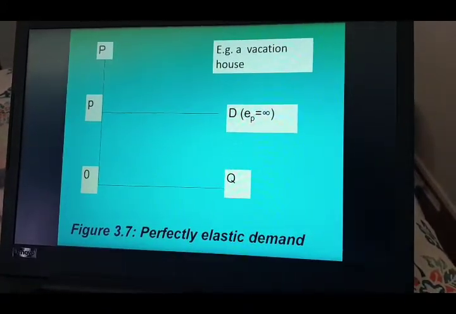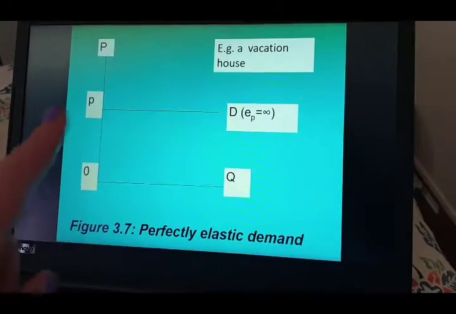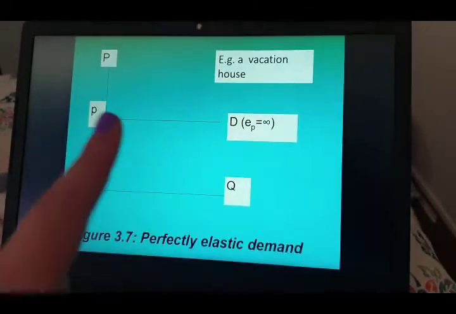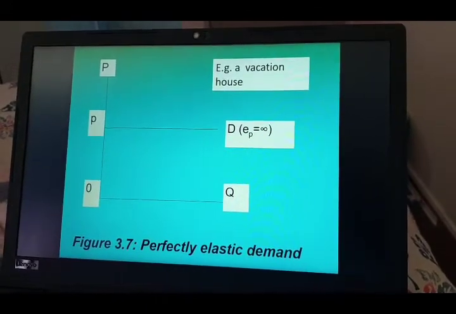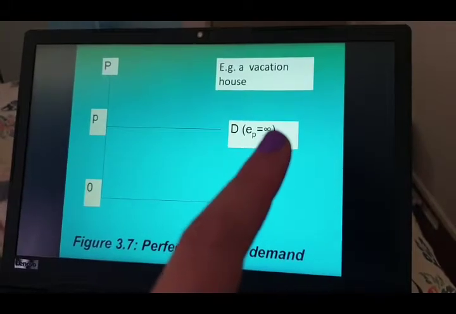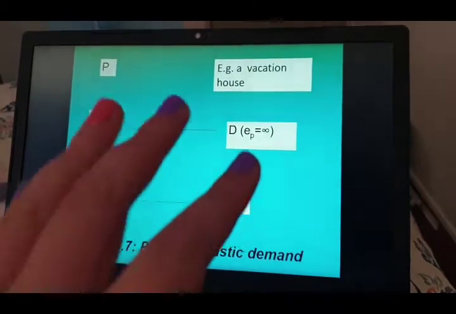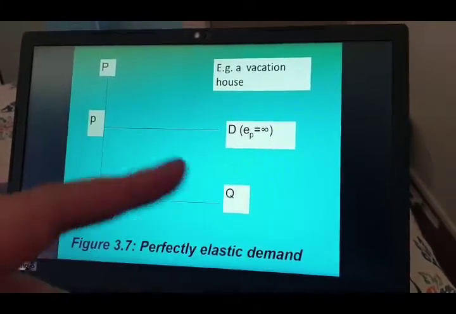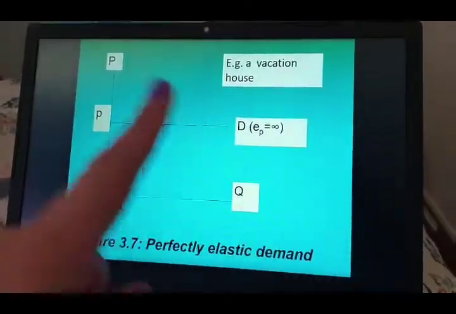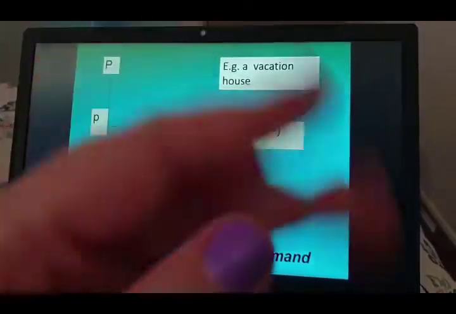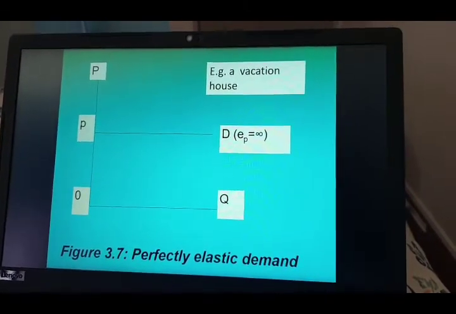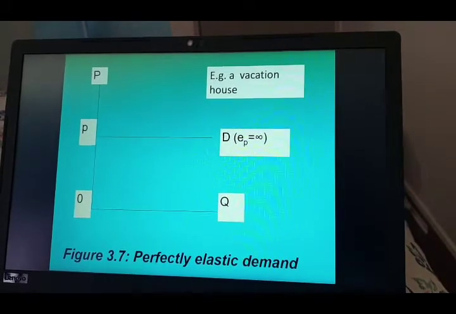For example, a vacation house. You will see again, if you look at your demand, it is a fixed horizontal line, and you will see that your price elasticity is equal to infinity. How can I remember it easily? If I take an elastic band and twist it, it looks like my infinity sign, or like an 8 that fell over. So perfectly elastic demand looks like an infinity sign.